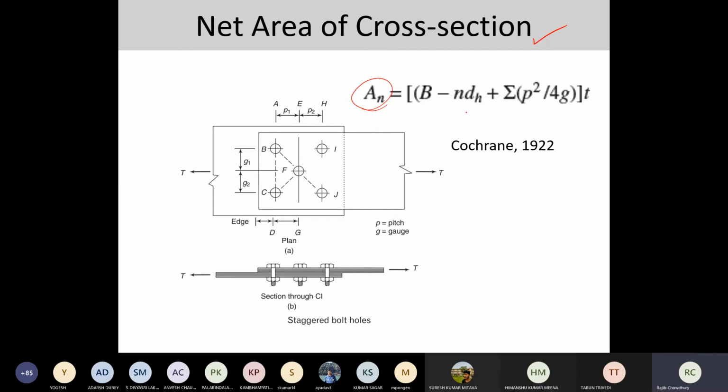I think we have also seen some example problems over here, and many of you have already submitted the tutorial. So I believe you are well aware of how to define this net area of the cross section, which is required to evaluate the failure mode of the net rupture failure, or the net section rupture failure.